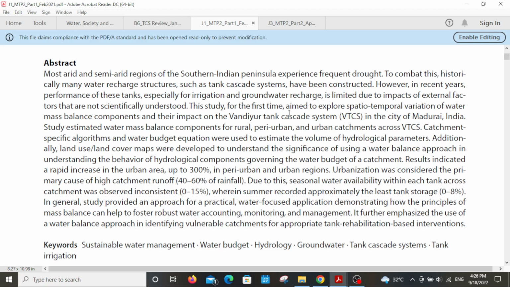This study, for the first time, aimed to explore spatio-temporal variation of water mass balance components and their impact on Vandiyur tank cascade system in the city of Madurai, India. So when I say spatio-temporal, it means that we will look into the performance of the tank cascade system at both spatial and temporal scales. And when I say we will be studying the water mass balance components, it means it is the hydrological budgeting that we have seen in lecture 2.